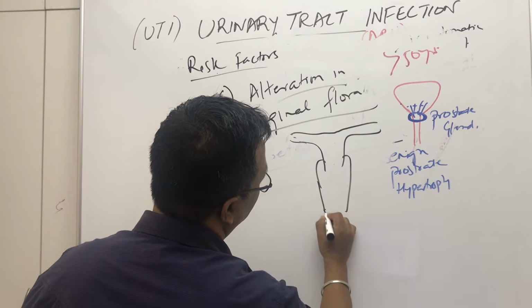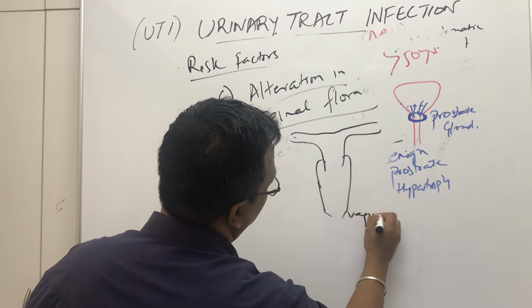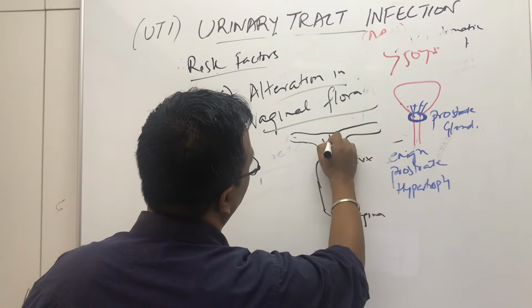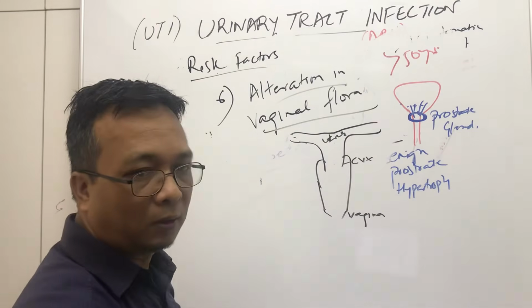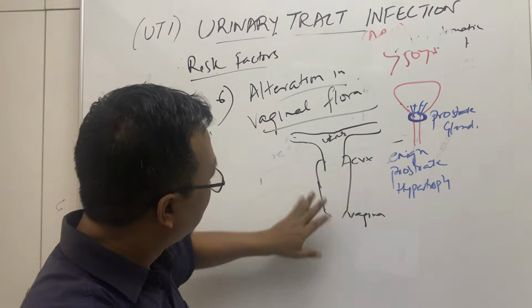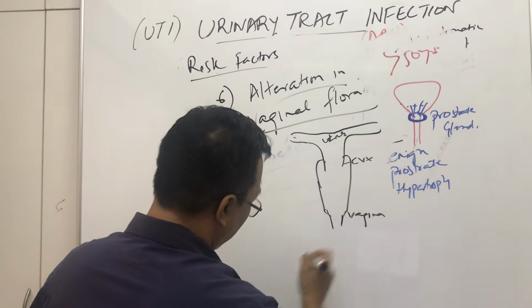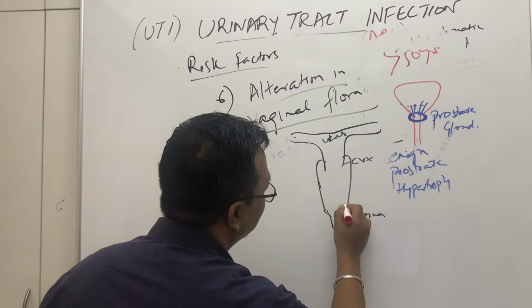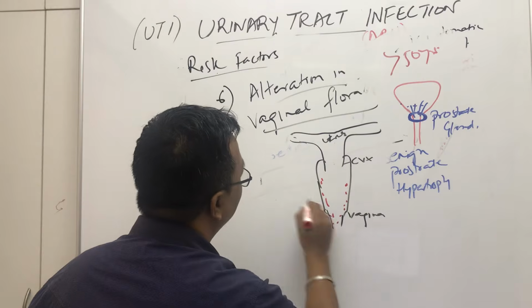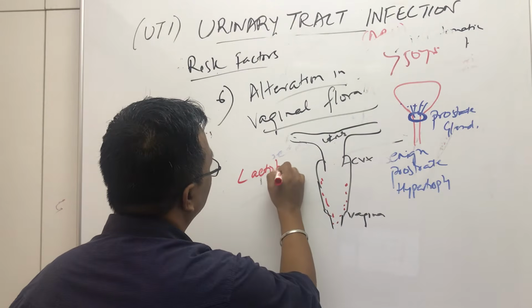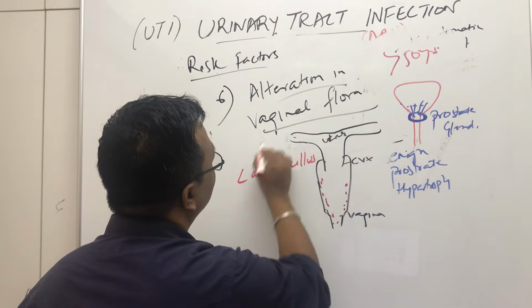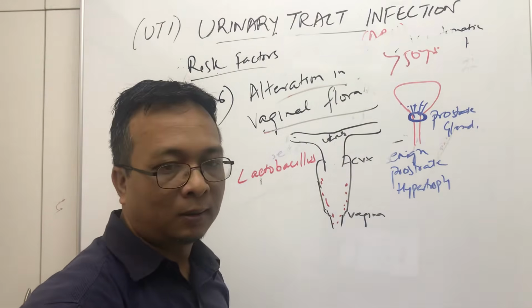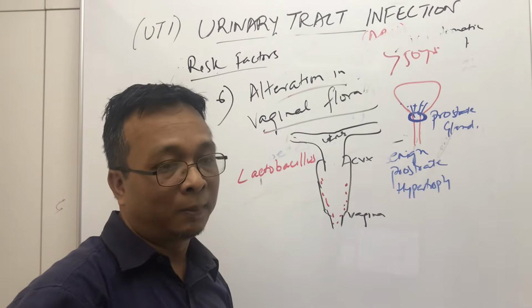Okay, so here there is a vagina, this is the cervix, this is the uterus. Normally in the vagina there is some friendly bacteria. What are these bacteria? They are lactobacillus. So they are the normal vaginal flora. These lactobacillus are normally present in the vagina.